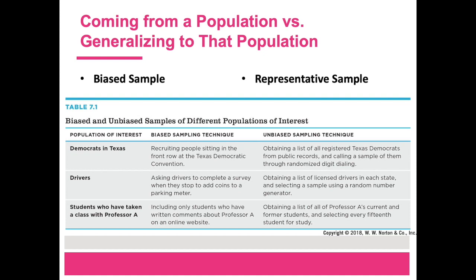So an unbiased sampling technique in this situation could be obtaining a list of all registered Texas Democrats from public records and then calling a sample of them. So here are two other examples you can look through. The idea is a biased one is going to be usually easier to obtain, but it's not going to represent the whole population very well.